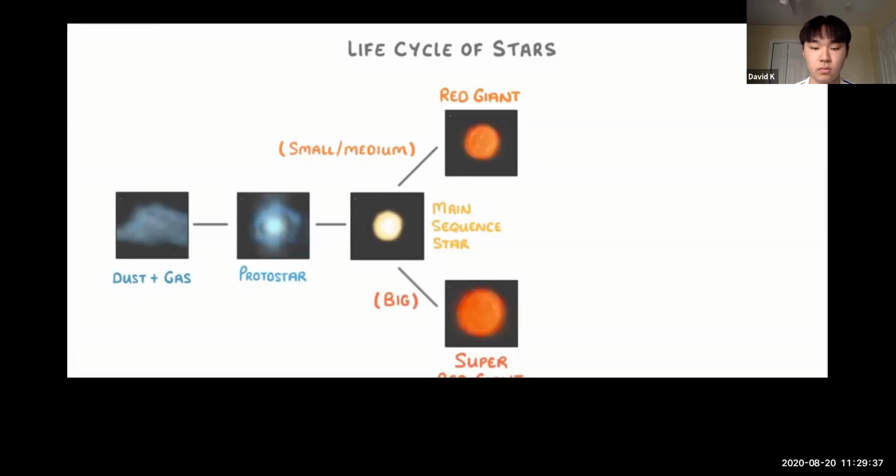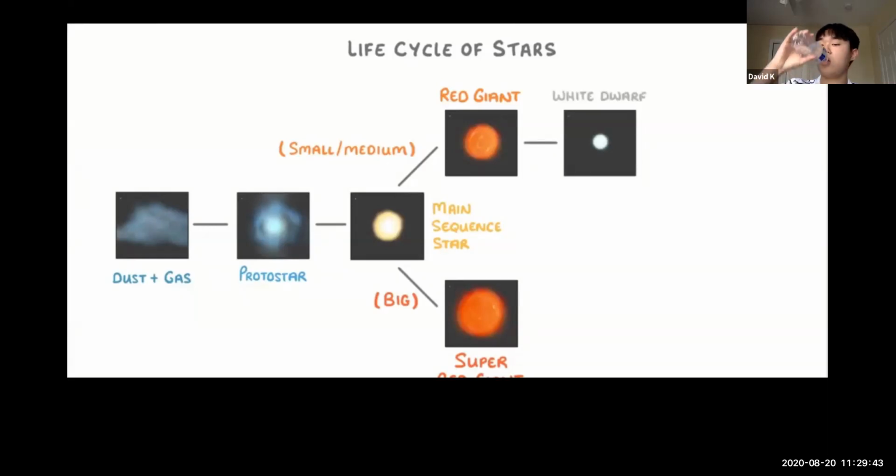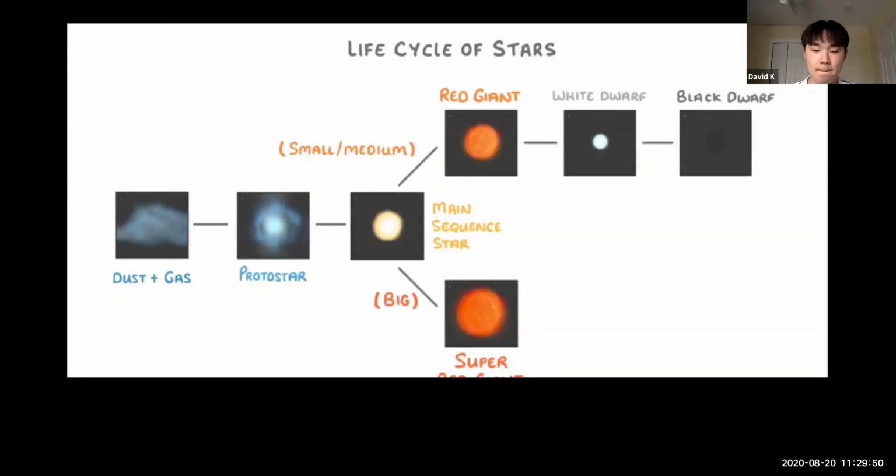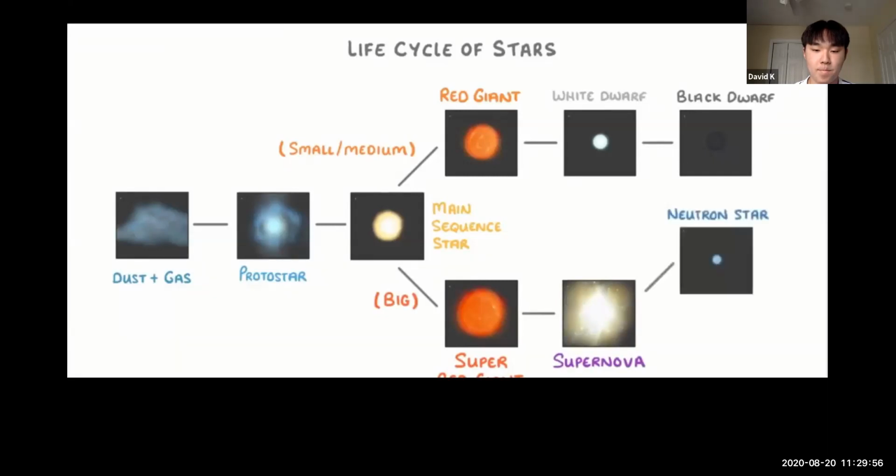The red giants throw off their outer layers to reveal a hot, dense core that we call a white dwarf, which then cools to become a black dwarf. Meanwhile, the red supergiants explode in a supernova, ejecting heavy elements across the universe. And it then condenses into a neutron star if it was only pretty big, or into a black hole if it was truly massive.